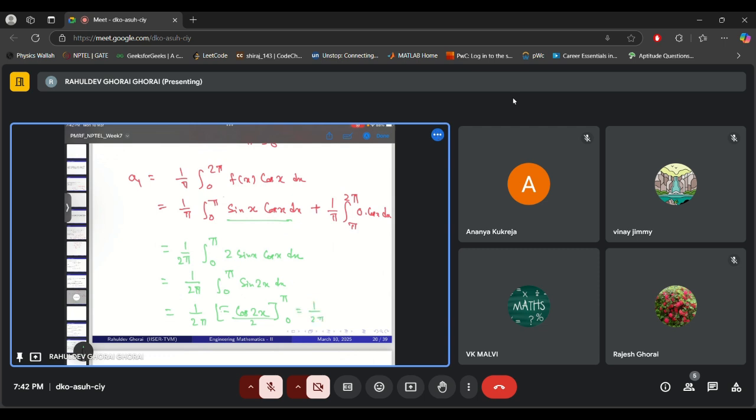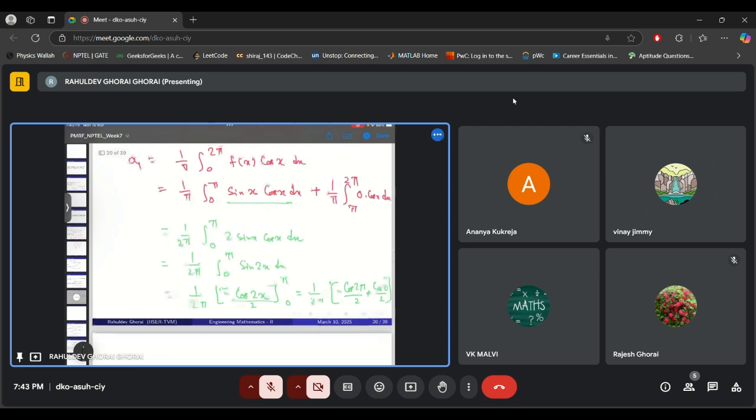1 over 2 pi. So minus cos 2 pi over 2, minus, so minus or minus plus cos 0 over 2. Cos 0 is 1, cos 2 pi is minus 1, but with the minus sign you again have minus 1, right? So it will be half plus half. It is 1, right? Half minus half.